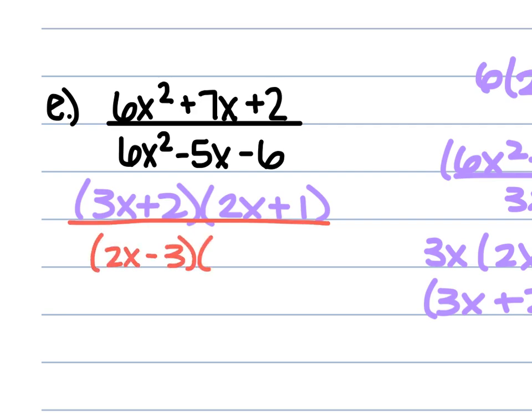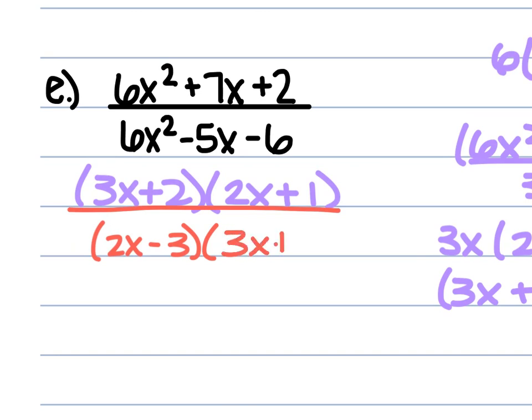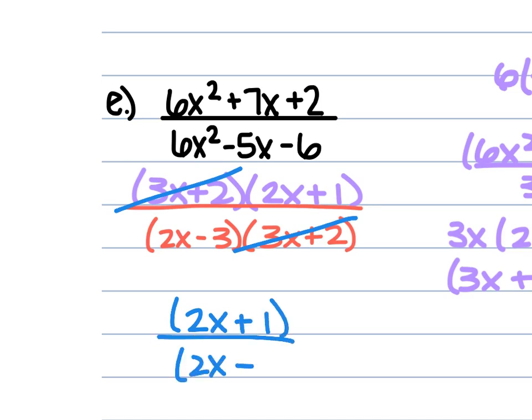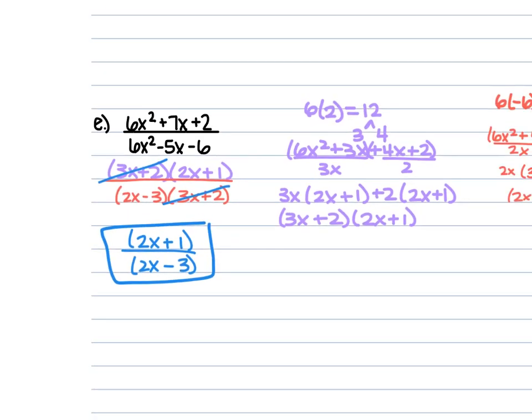minus 3 and 3x plus 2. Alright, so that 3x plus 2 is the same on both the top and the bottom, so those can cancel out. So the only thing we're going to have left is the 2x plus 1 over 2x minus 3. Because both of those terms in that set of parentheses are not the same, that is your only answer choice there.